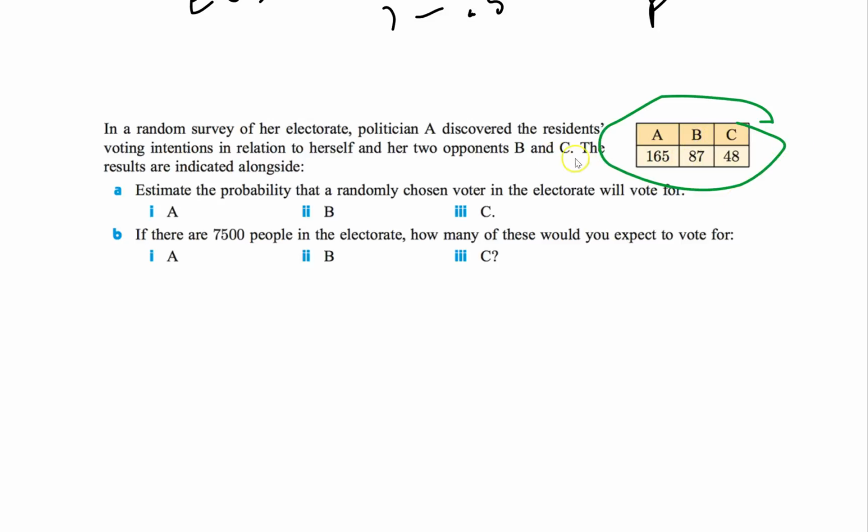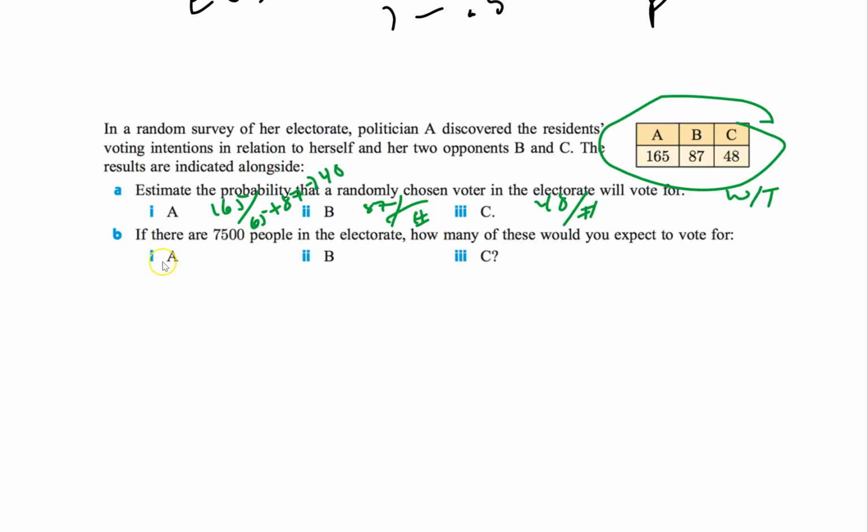Estimate the probability that any chosen voter in the election will vote for A. Well, this is our general want over total. So A is going to be 165 over whatever the sum of 165 plus 87 plus 48 is. Likewise for B, it would be 87 over that mess. And then for C, it would be 48 over whatever that number is.